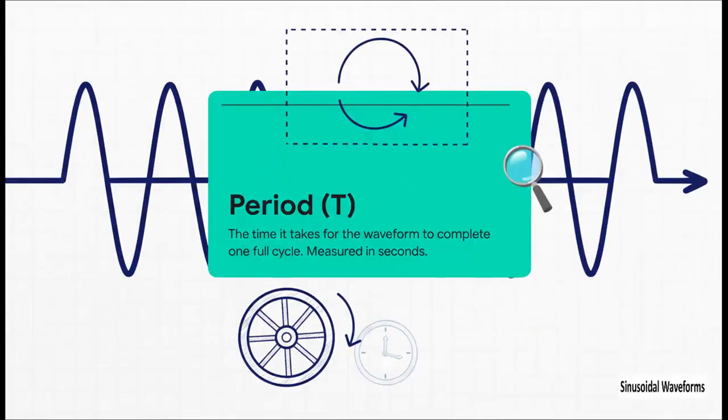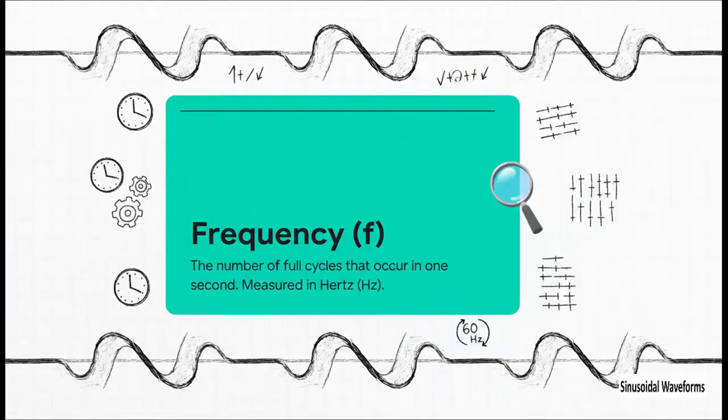Next, we have something called the period, and this is all about time. It's how long it takes for the wave to complete one full cycle, from the start up to the peak, down to the bottom, and back to where it started. In our analogy, it's just the time it takes for the wheel to make one complete rotation. Simple as that.